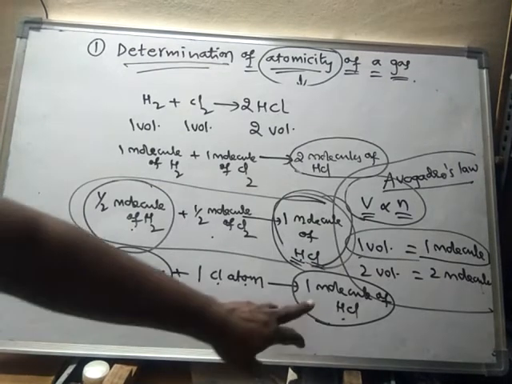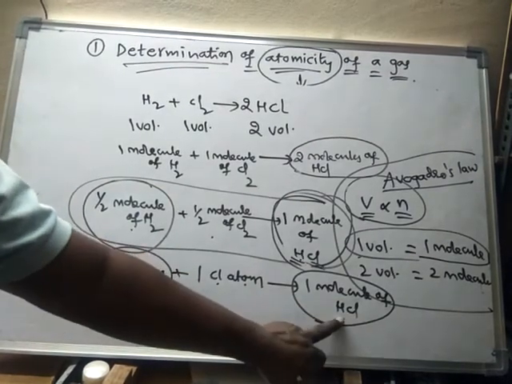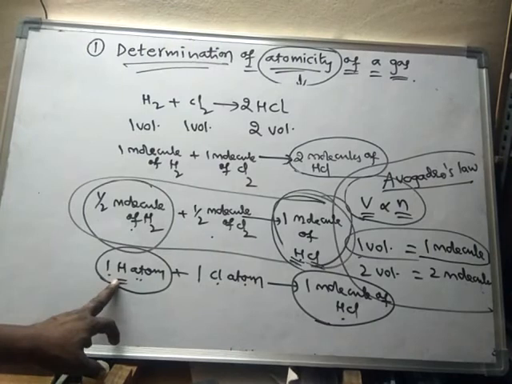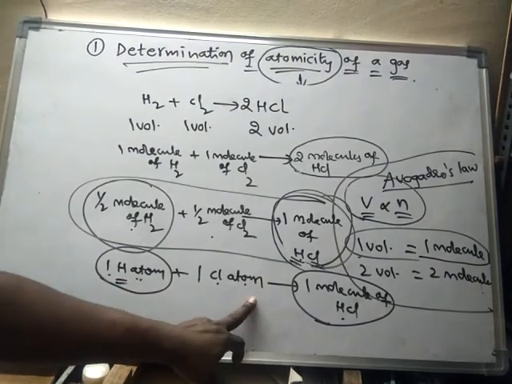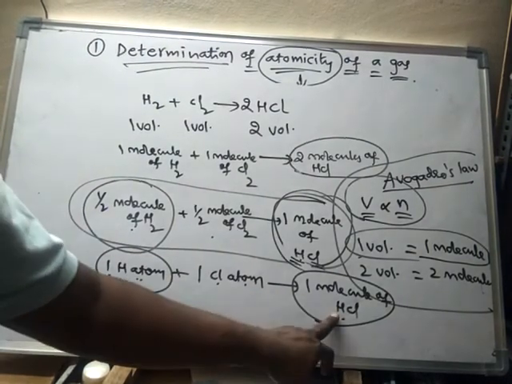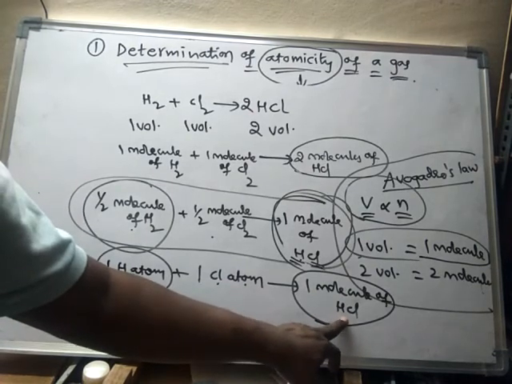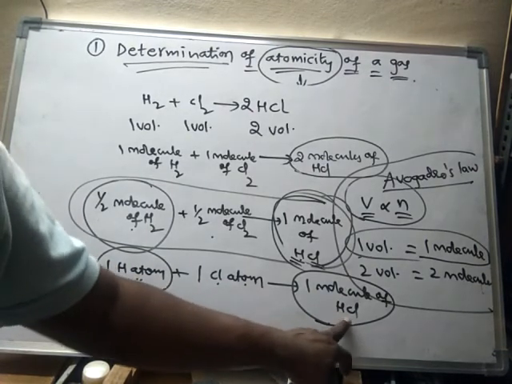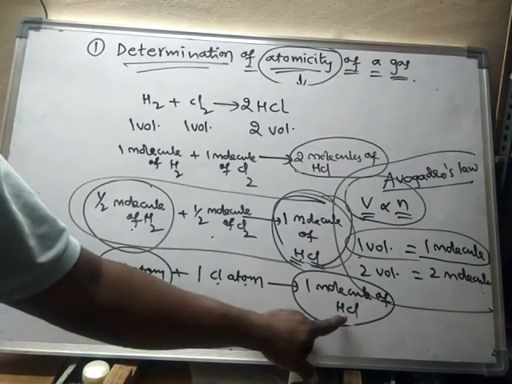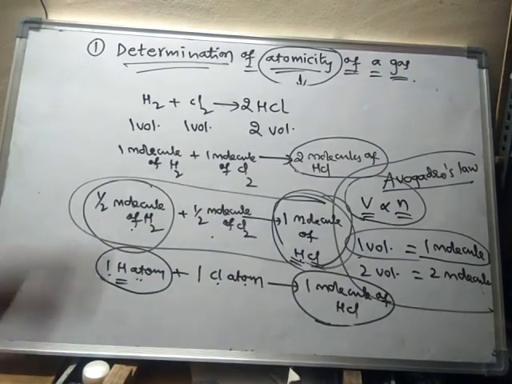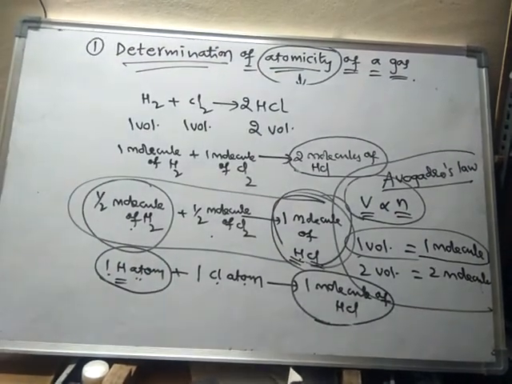In the same way, as one molecule of HCl is formed from one atom of hydrogen and one atom of chlorine, the atomicity of HCl is one hydrogen and one chlorine. Altogether it is two atoms. Like this, the atomicity of a gas can be determined.